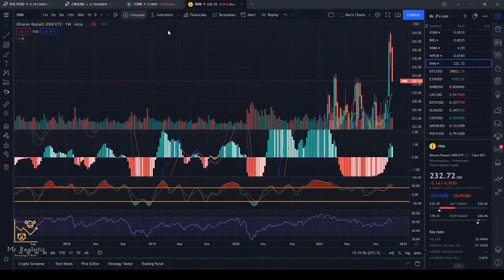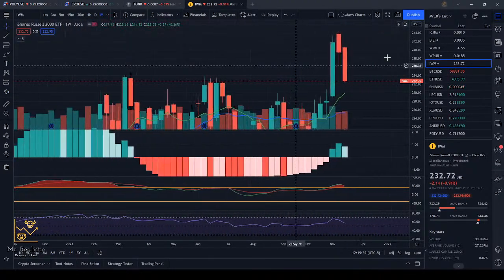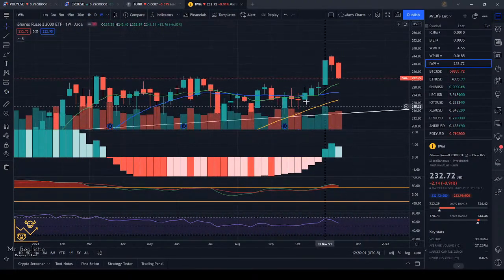So we're going to look at the weekly here before we get into it. Look, we were up 4 weeks. 1, 2, 3, 4 going up, and now we're back about halfway, a 50% retrace. Not a big deal. That is completely normal.